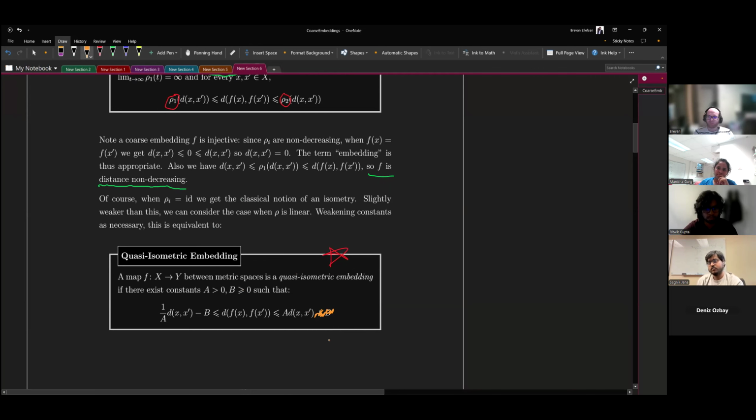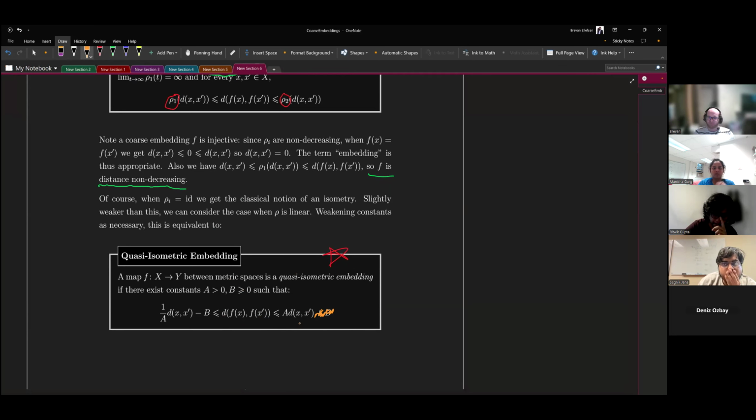And importantly, that means that if the distance between f of x and f of x prime is less than the distance between x and x prime up to a factor of a, that's the same as being Lipschitz. Obviously, Lipschitz things are continuous. So this fudge factor of b on the right is really the only thing that prevents continuity in quasi-isometry. And if we can get rid of that, which is important for some results, we can get continuity. So they're very close to being continuous.